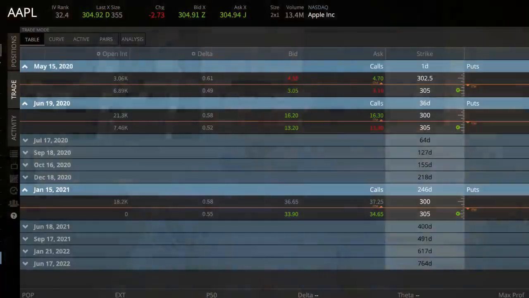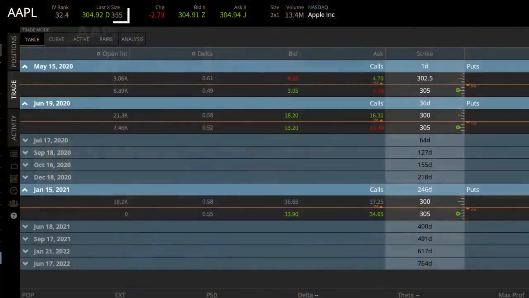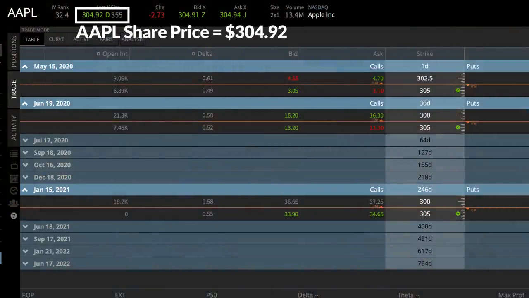So to look at some real examples, as I like to do in this video, let's look at some Apple call options, and we'll look at a call option with the same exact strike price but in different expiration cycles, and we'll compare the values of those options. In the exact moment that I took this screenshot, Apple shares were currently trading for $304.92. And I have opened up a couple different expirations so that we can compare the option prices.